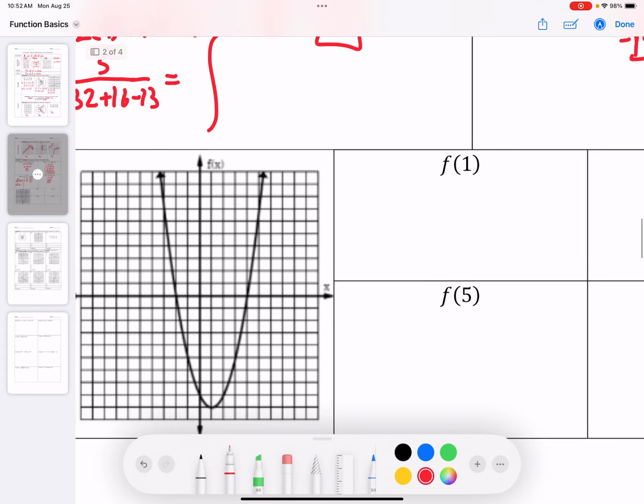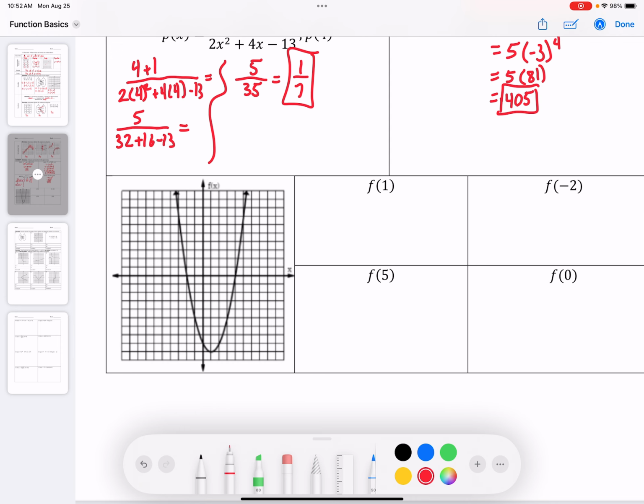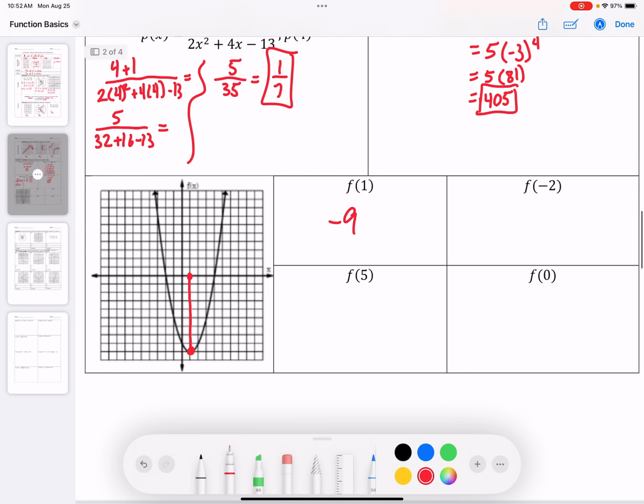And last part is pretty easy. We are going to find the value of y given the x value. So when I say they're giving us the x value, we have to find the y value. I said that backwards. So they're giving us f of 1. So we're going to go to where x is 1 and see where the height of my graph is. The height of my graph is down here at negative 9.